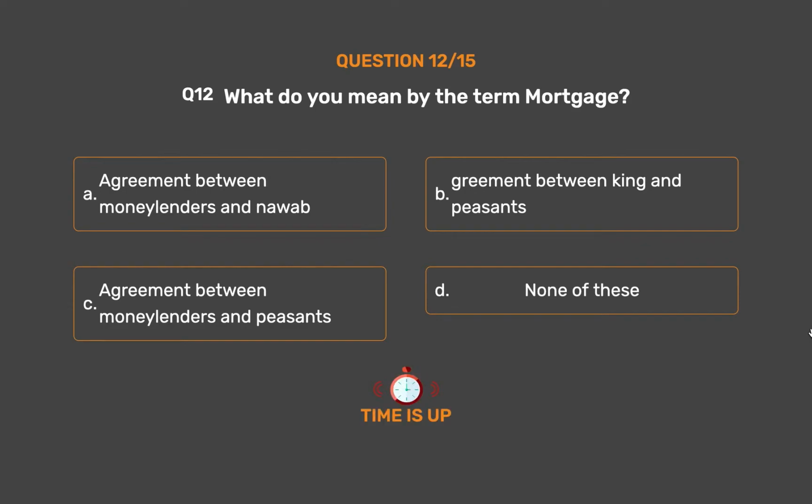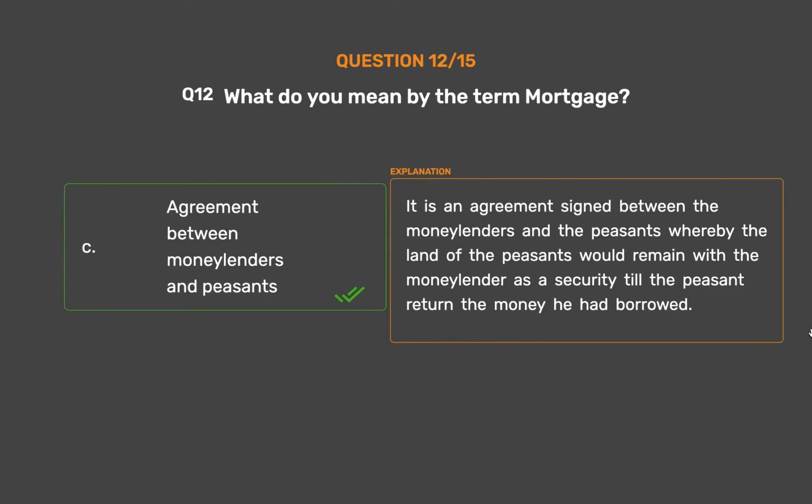The correct answer is option C, agreement between moneylenders and peasants. It is an agreement signed between the moneylenders and the peasants whereby the land of the peasants would remain with the moneylender as a security till the peasant returned the money he had borrowed.